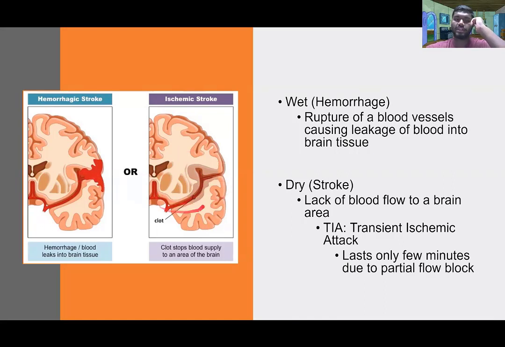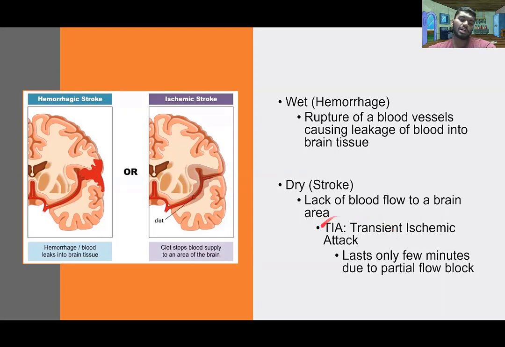Now, in terms of these dry strokes, we have ischemic strokes. This is not a rupture of the blood vessel. This is more so a clot that will form and get stuck somewhere along the artery, preventing any more blood flow from coming through. This lack of blood flow means that no oxygen and no nutrients can get to these cells, which means that they will die. The next slide will really explain some of the pathophys of why the cells are dying because of no oxygen and no nutrition.